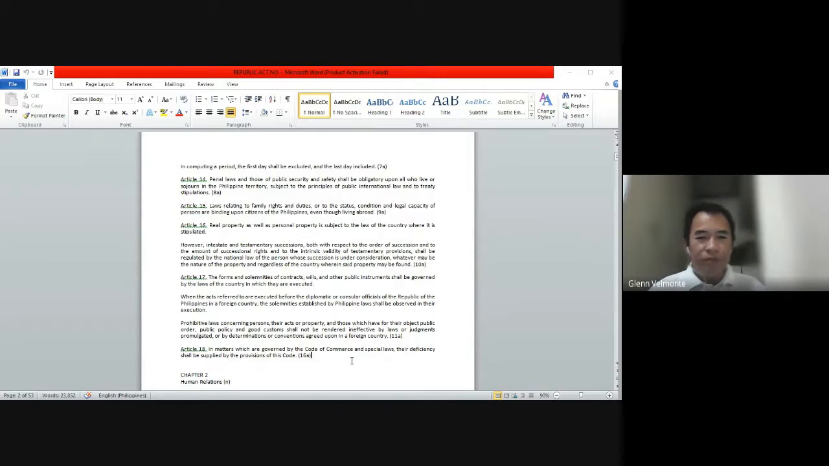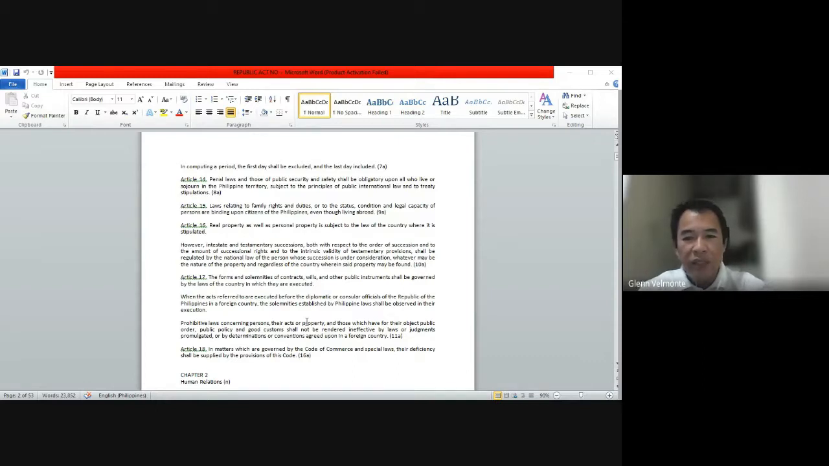Now, if it is executed in the presence of the diplomat or consular officials, okay, the forms that you're going to follow are not of the country where you are now. Since it is notarized or approved by a consular or diplomatic official in another country, and this diplomatic and consular official represents the Philippines, the forms that you're going to follow are the Philippine laws.